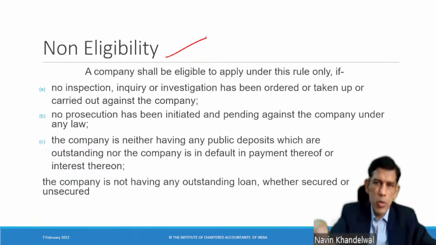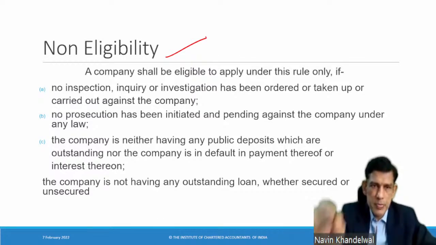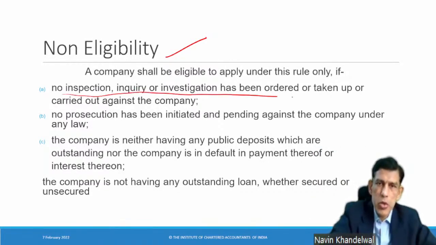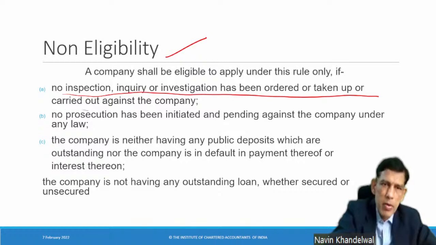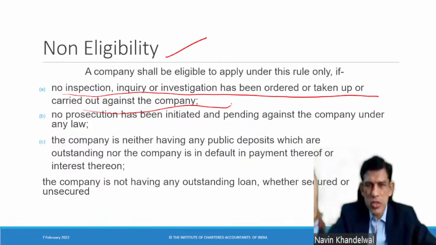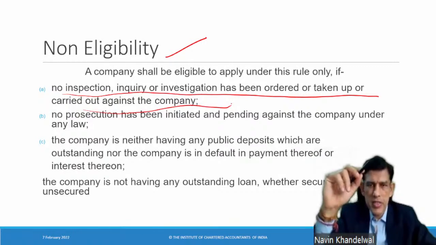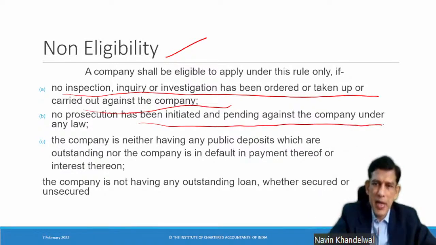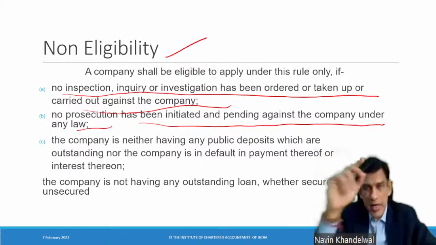A company shall be eligible to apply under this rule only if, very important, no inspection, inquiry, or investigation has been ordered or taken up or carried out against that company. So remember all those sections of 206, 207, 208, 210, 212, where inspection and inquiry are being carried out. No prosecution has been initiated and pending against the company under any law.